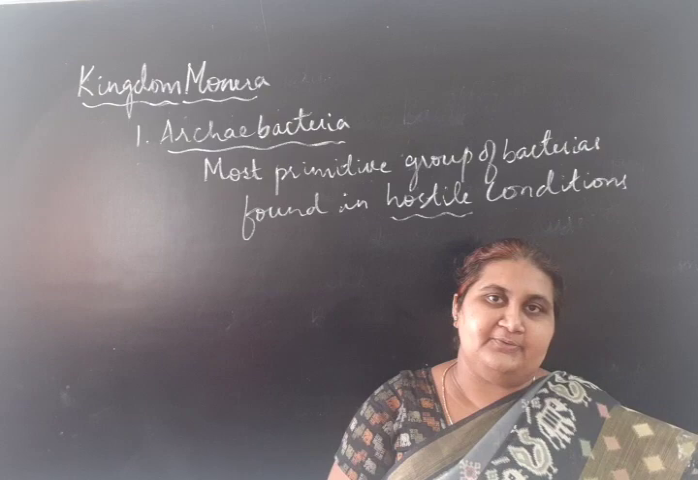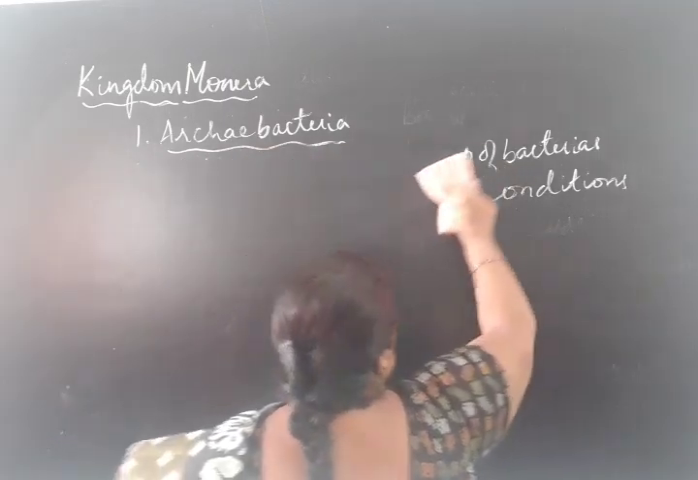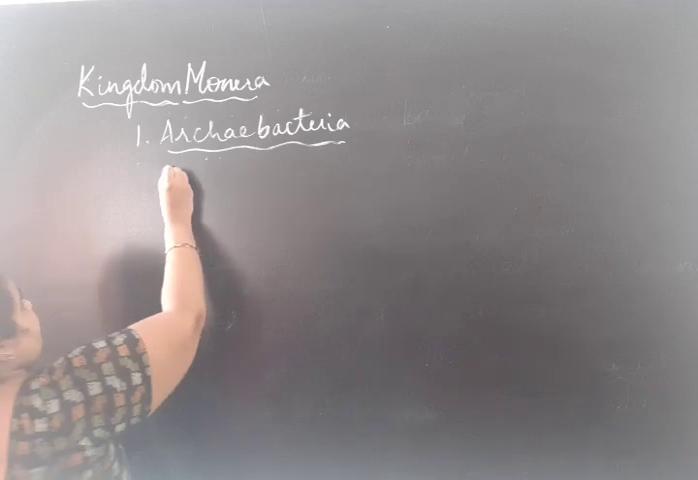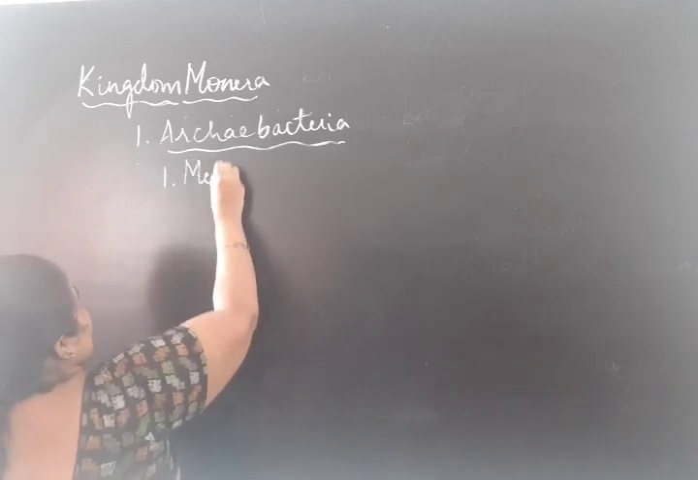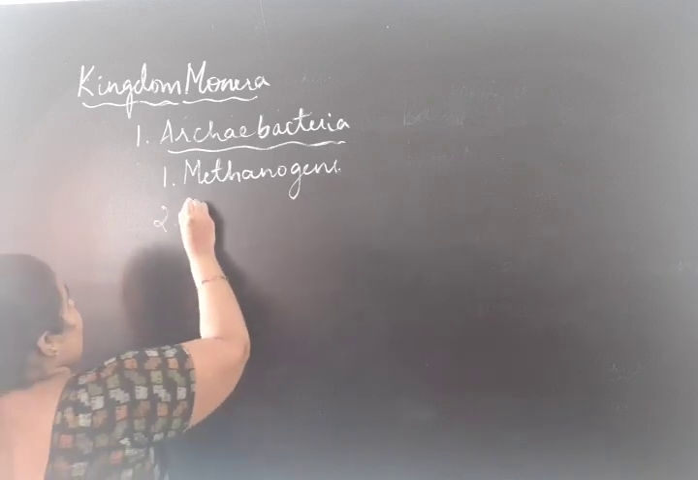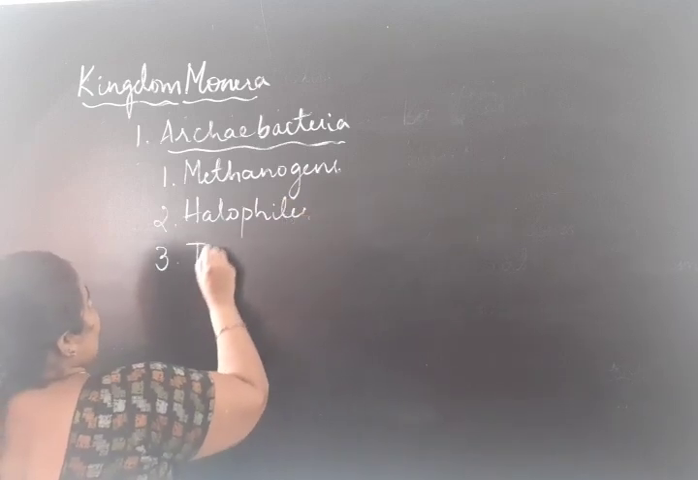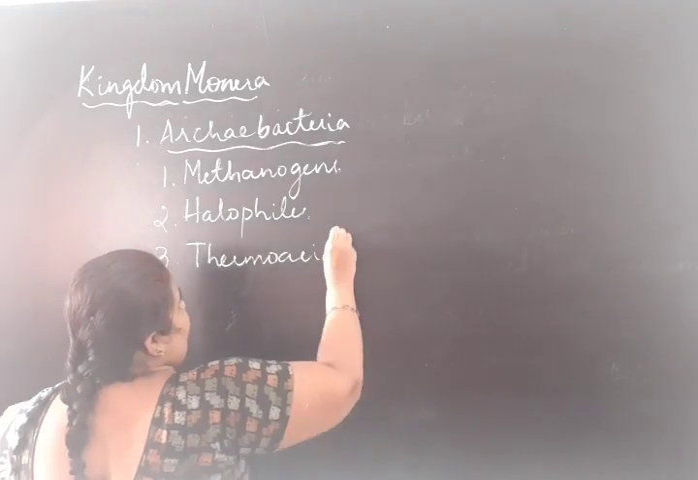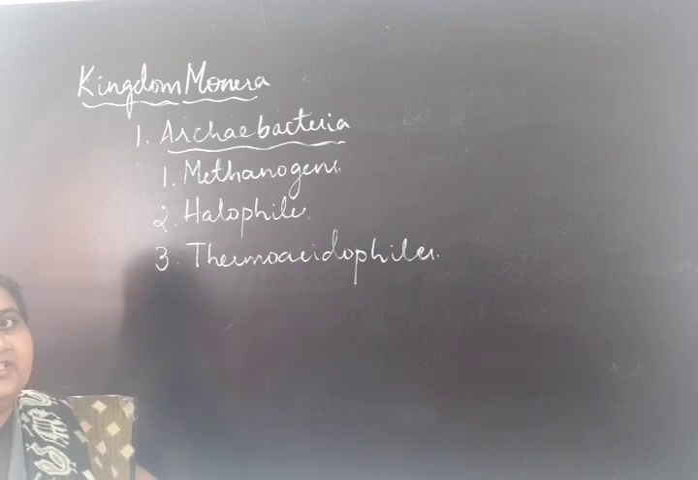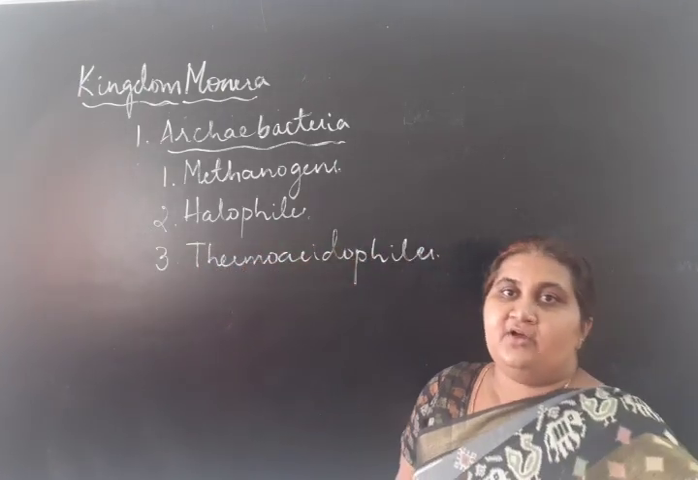Archaebacteria are the most primitive group of the bacteria. These Archaebacteria are further classified into three groups: Methanogens, halophiles, and thermoacidophiles. Archaebacteria are classified based on where they are found living. Methanogens, halophiles, and thermoacidophiles.